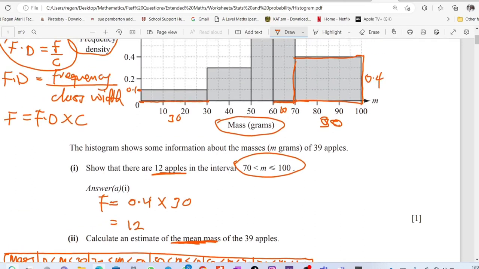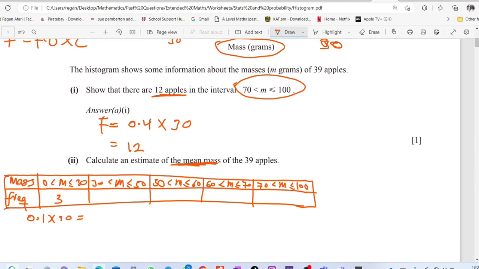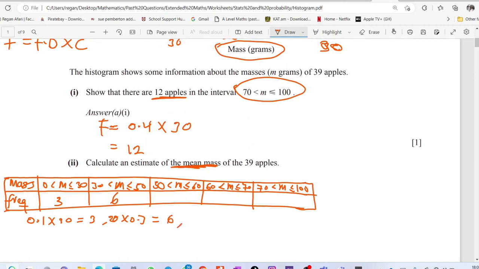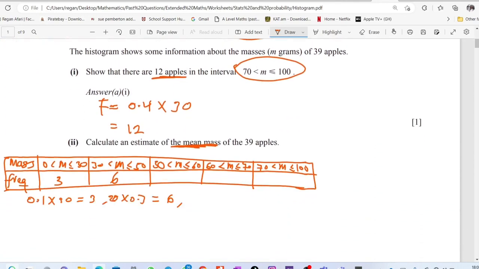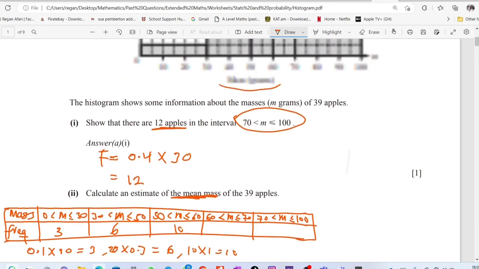And then the next one, the distance here is just 20, and the bar here is 0.3, right? So we can have 20 times 0.3, and that's 6. So you can put 6 there. The next is going to be, this bar has 10 here, and the height is 1. So we have 10 times 1, which is 10.